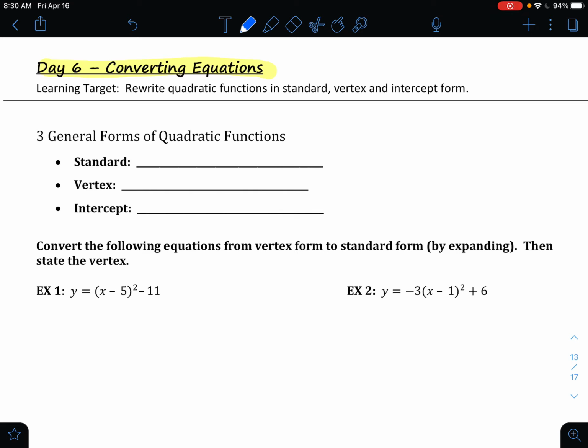So step one, we need to recall the three forms of quadratics. I want you to pause the video and write the three formats down with all the letters, and then come back and check your work.